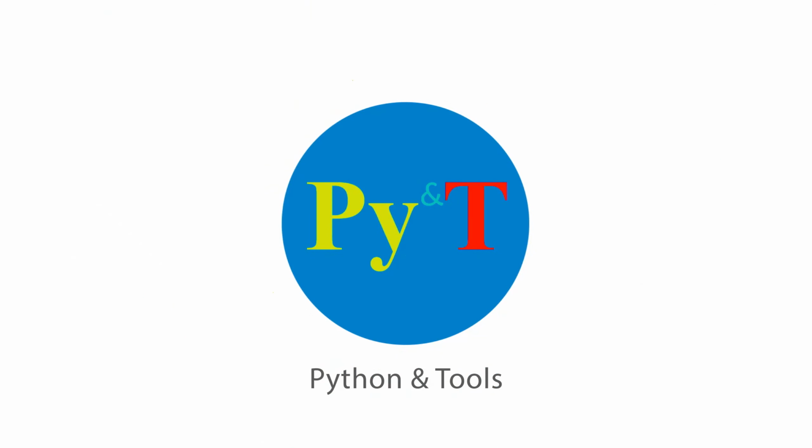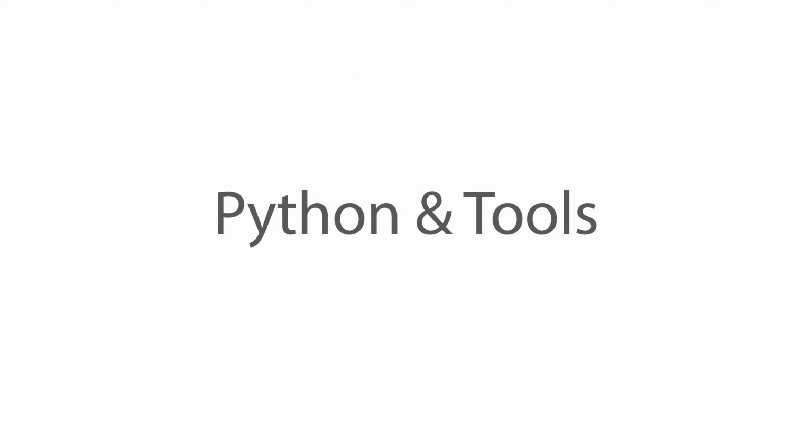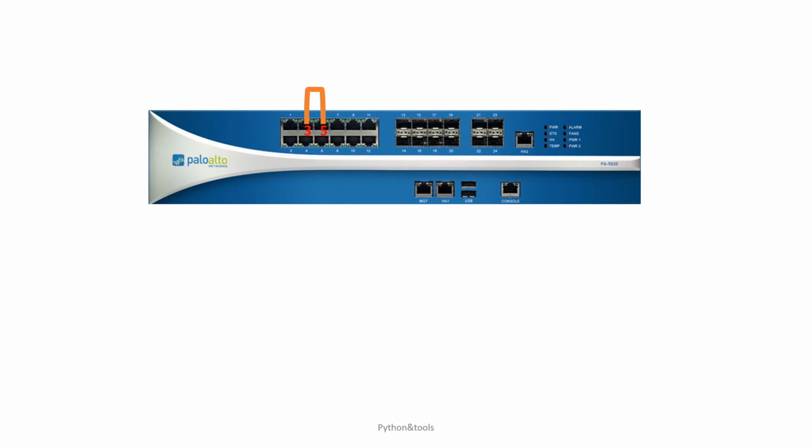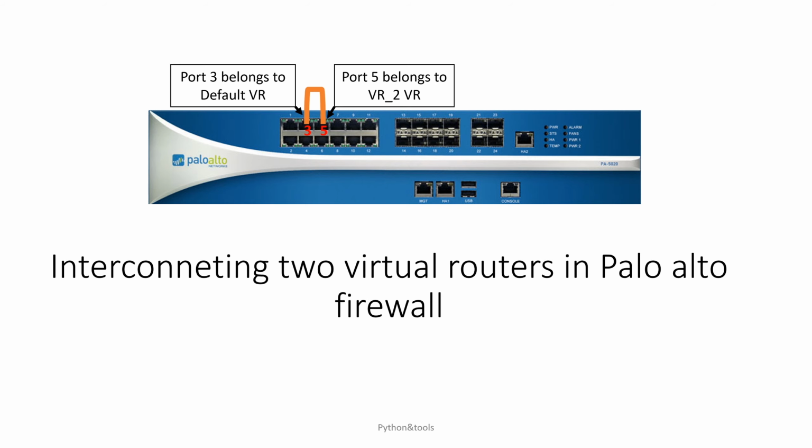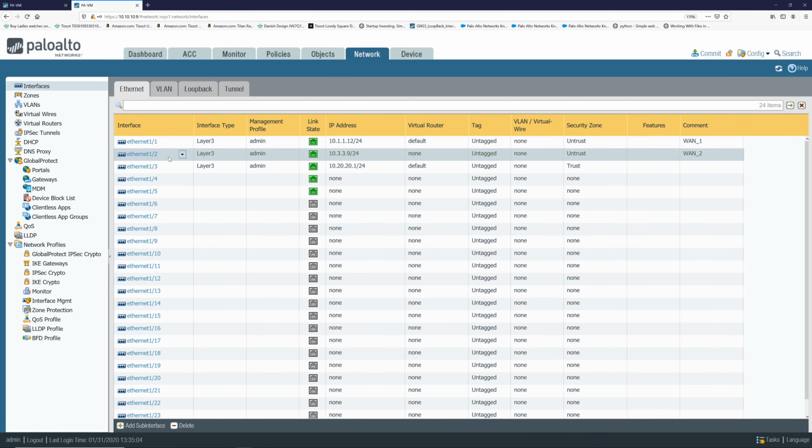Hi, welcome back. In this video, I am going to show you how to configure two virtual routers in Palo Alto firewall. So let's start. To do this, I interconnect the two interfaces in the same firewall. You can see in this picture, and we'll start configuring the interface first.